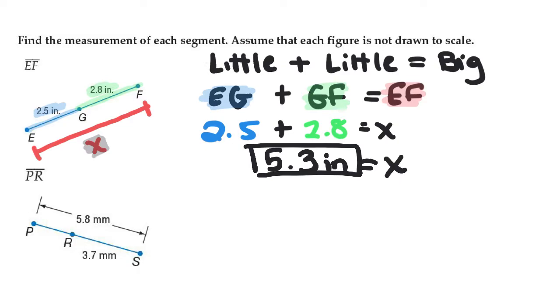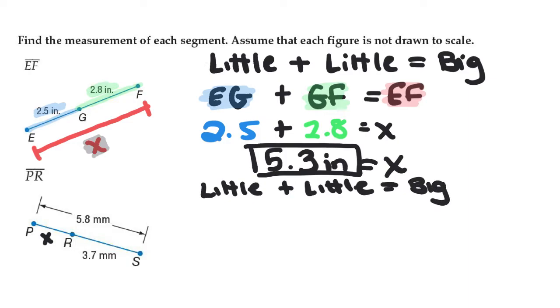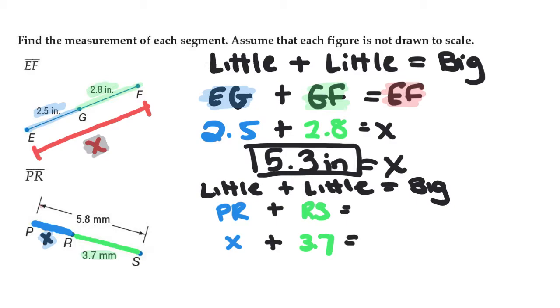Now for the next example, it asks for the length of PR. So I'm going to call that value X. Using this little plus little equals big idea again, my first little segment is the length of PR, which I can call X, plus the next little segment, RS, which we know has a length of 3.7, equals the big segment, which is the full length PS, which is 5.8.